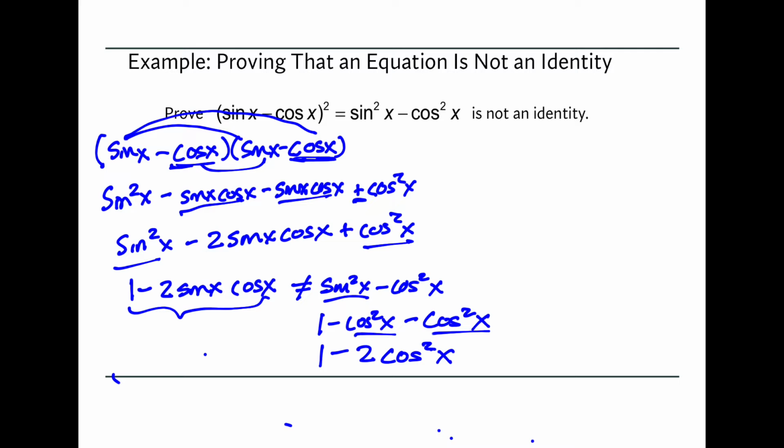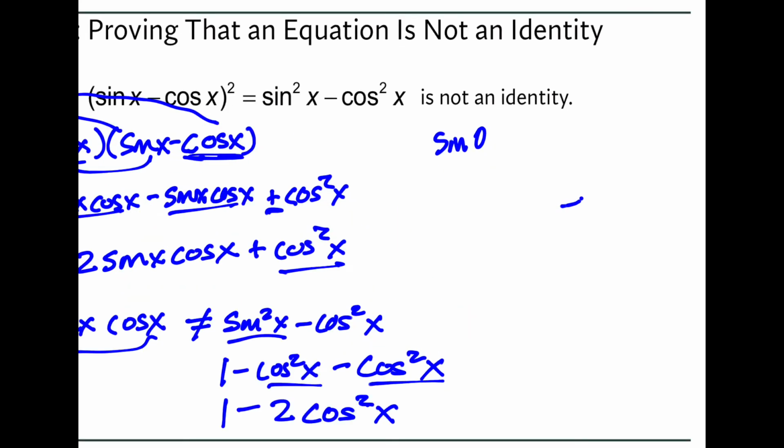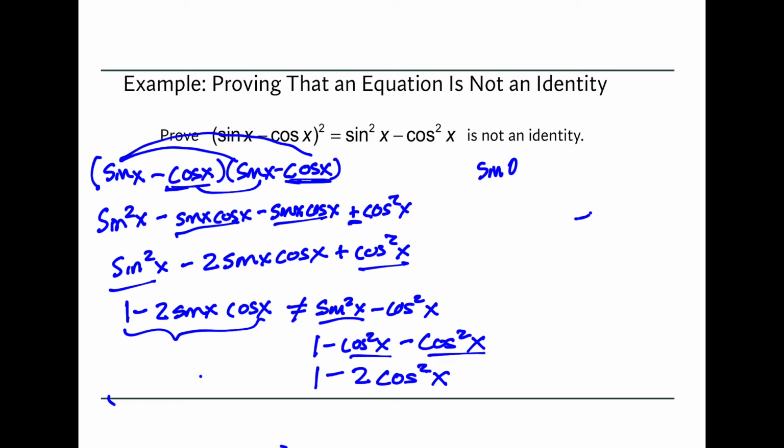Another way to do it is to put a number in there that shows you that one side is not equal to the other side. Because if they are an identity, we should be able to put anything in for x. One value that we can put in, remember thinking in terms of angles, either in radians or degrees, is 0. 0 is really nice and easy to work with. So for example, sine 0 minus cosine 0, and then square that, and put the same thing on the other side. So sine squared 0 minus cosine squared 0. And then we simplify this down.